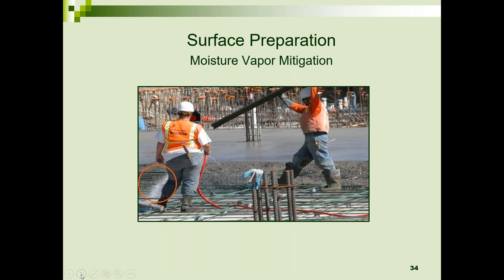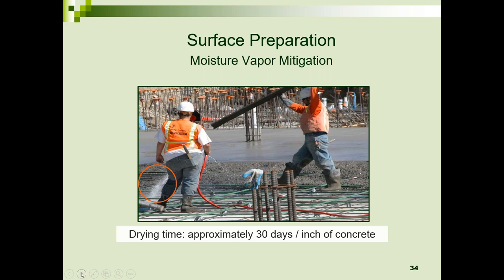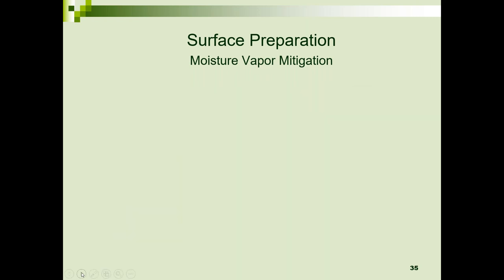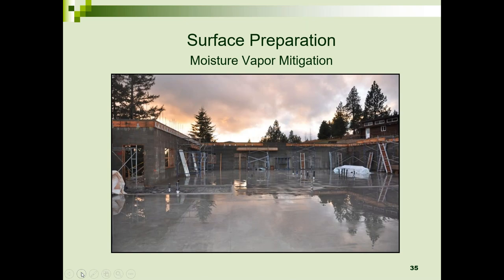The source for that is from mixed water in the mix design, as well as water randomly added to the surface during installation. So this moisture has to leave the concrete before you can start installation of some of the products we're talking about, the underlay materials. Drying time is 30 days for every inch of concrete. So again, any excess moisture added during installation will create problems.